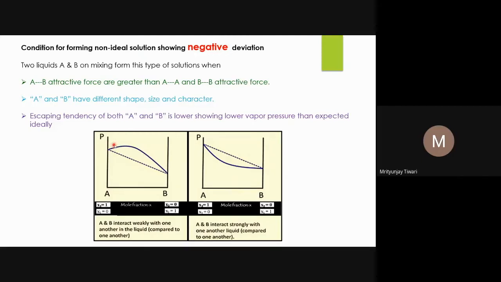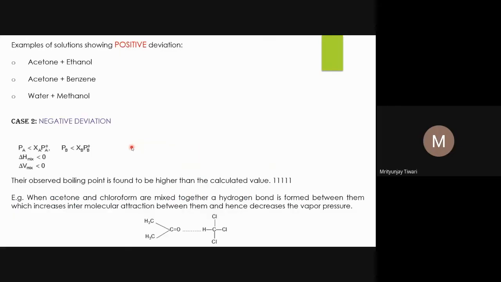Now you see the vapor pressure is more than the theoretically calculated vapor pressure. So the theoretically calculated boiling point, since the vapor pressure is more than that, will be more than the actual boiling point, because the vapor pressure will reach 1 atmospheric pressure at a lower temperature. That is why the boiling point will be less.